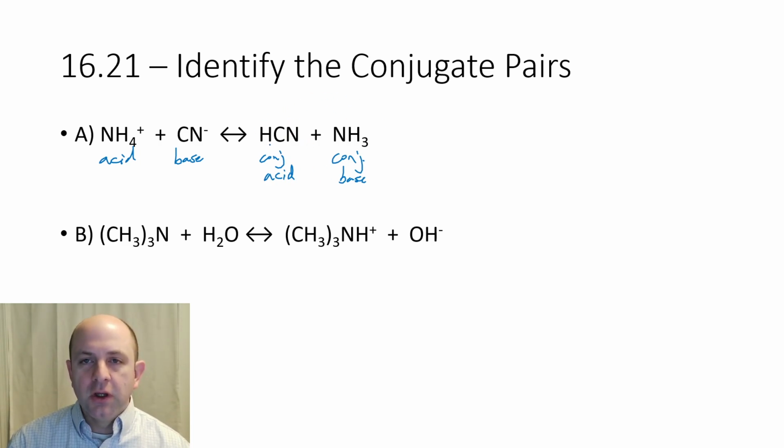The way to double check is think to yourself, if I wrote this reaction backwards, if these two were my reactants, which one would be the acid, which one would be the base? And oh, HCN, it would donate. That must be an acid. Ammonia, oh, it's going to accept that H+. It must be a base. Just in this case, they're the conjugates.